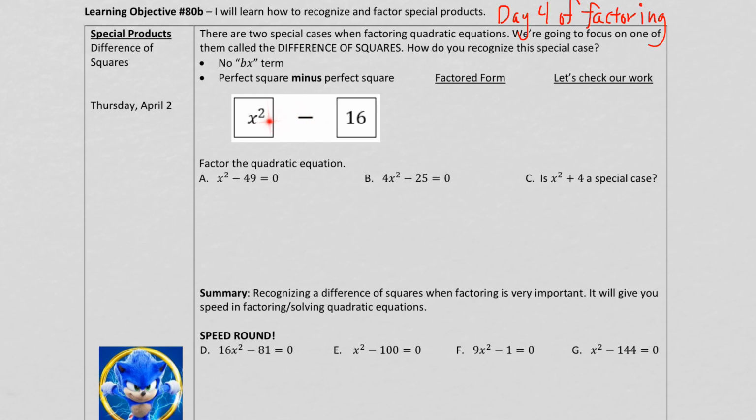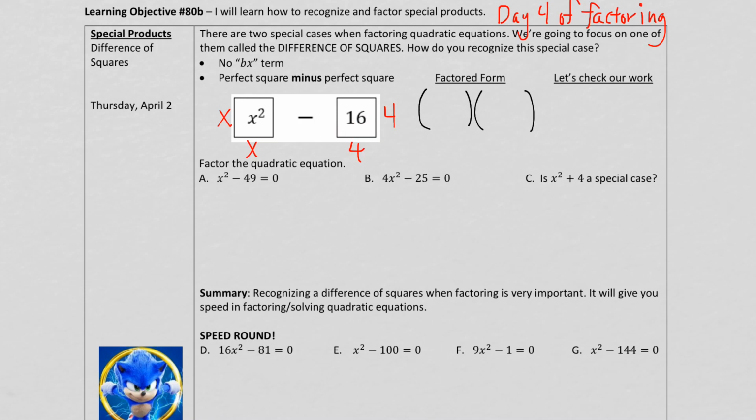And it's a difference of squares, which means it's a difference of two perfect squares. So in this example, x squared minus 16, x squared is a perfect square because it's just x times x. And 16 is a perfect square because it's a 4 by 4 square. So whenever you have a difference of two perfect squares, you can factor this immediately with this shortcut.